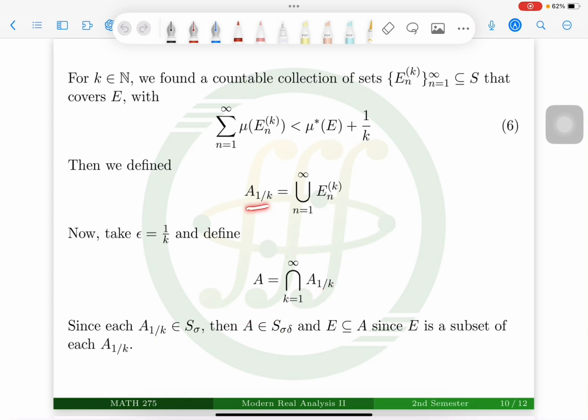So this A sub 1 over K is a countable union of the E sub N. Here, N is the one running. So now, we take epsilon B 1 over K and define this one. In this A, the one running is K. Since A sub 1K is a countable union, this is a countable collection of unions. Then our A is in S sigma delta, because it is a countable intersection of these A sub 1K.